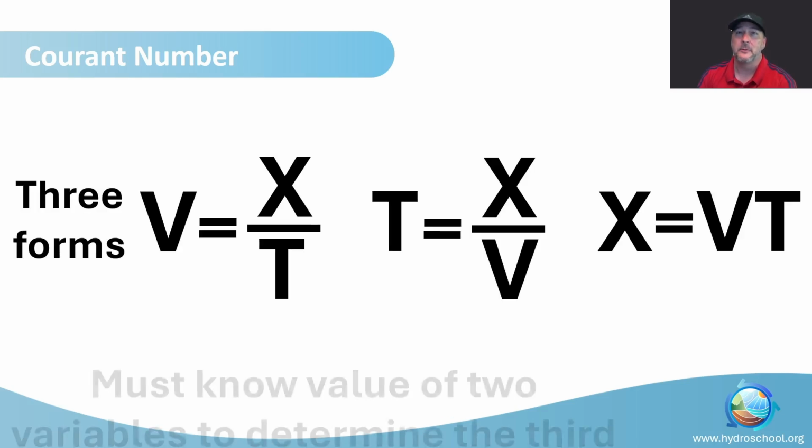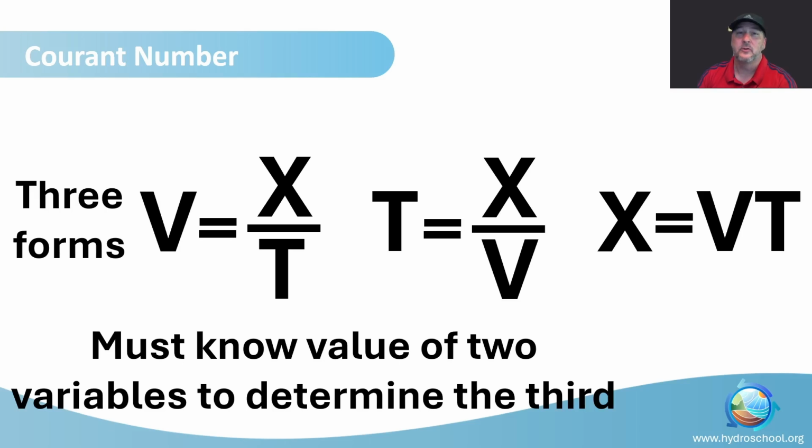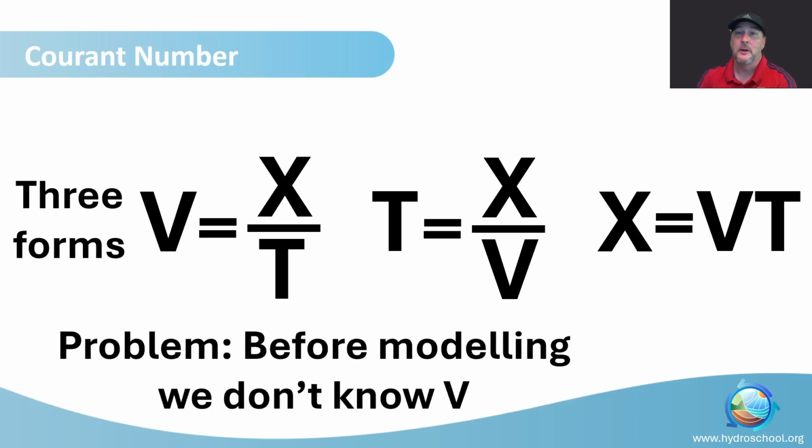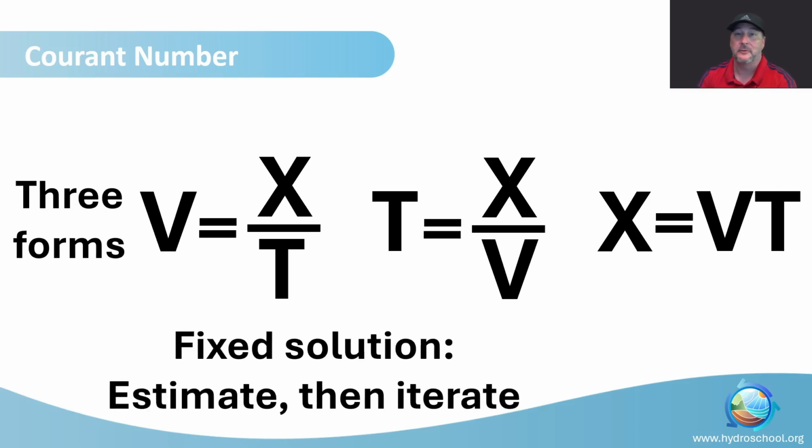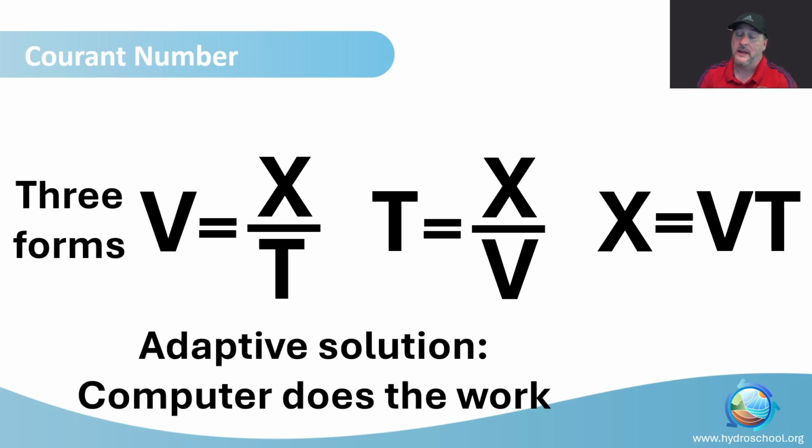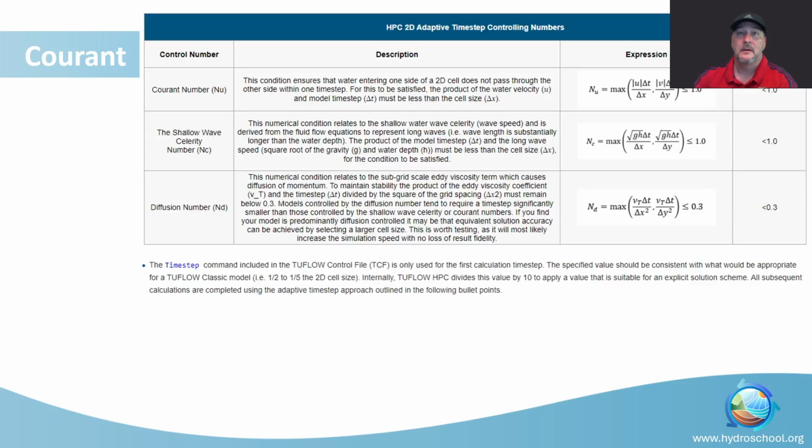So again, here are the 3 forms of it, but the problem is that we have to know 2 of these 3 variables to determine that third, and when you're starting a model, you don't necessarily know the v or anything else about it. What you do know though is what your grid size has been, because we've already set that up with our geometry. So if we don't know the v, we might have to estimate it. And so if you're going to work with a fixed solution where you have a fixed time step, you'd have to estimate what that velocity is going to be before you even run the model, and then you would iterate from there. Now we have an option, an adaptive solution. It's a variable time step within HEC-RAS where the computer does that work. We'll want to get familiar with both approaches, but in the meantime, what do we do for our initial guess if we're going to go with a fixed time step?